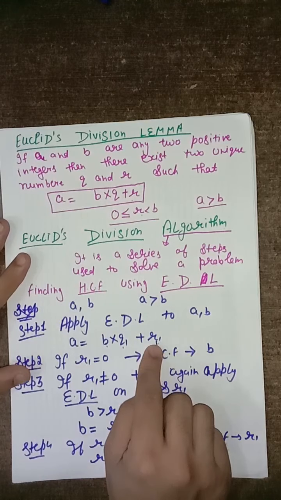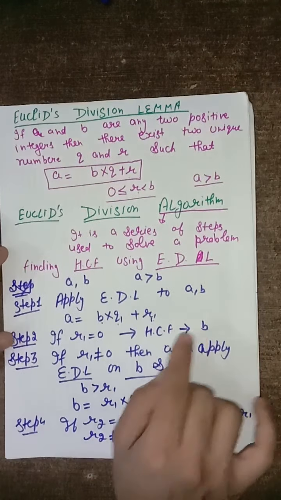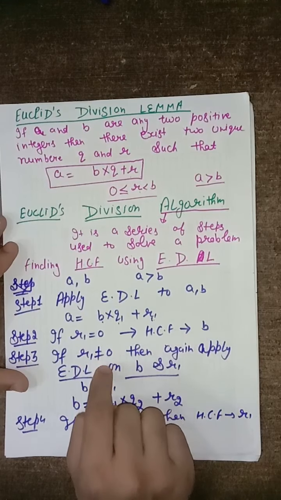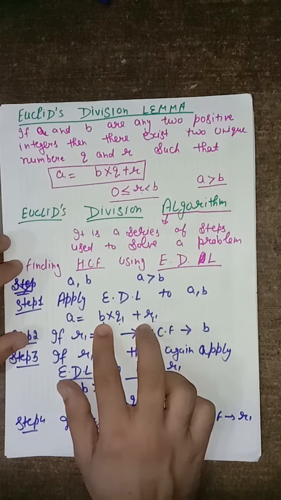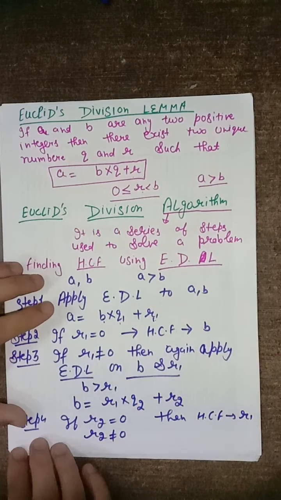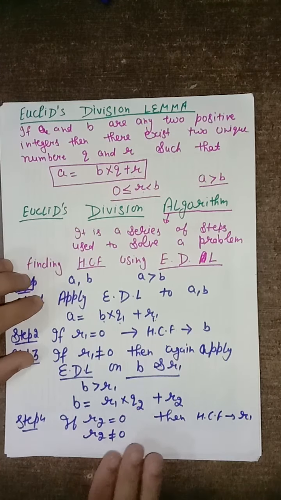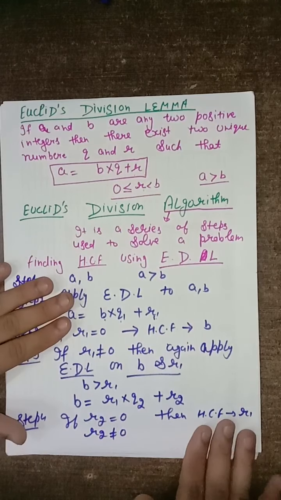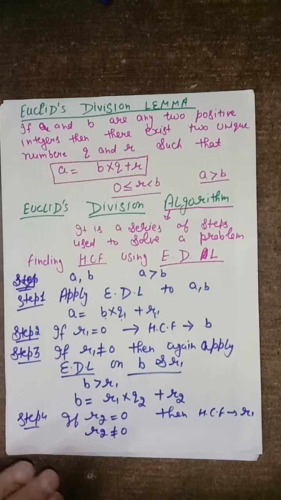Now we will check the remainder. If the remainder is 0, then HCF will be this divisor, that is B. Or if the remainder is not equal to 0, then we again apply Euclid division lemma to this divisor and remainder. The next step will be to check the remainder again. If the remainder is 0, then our steps will stop here, and HCF will be the divisor of the previous step. But if it is not equal to 0, then we will apply the Euclid division lemma till we get remainder equal to 0.